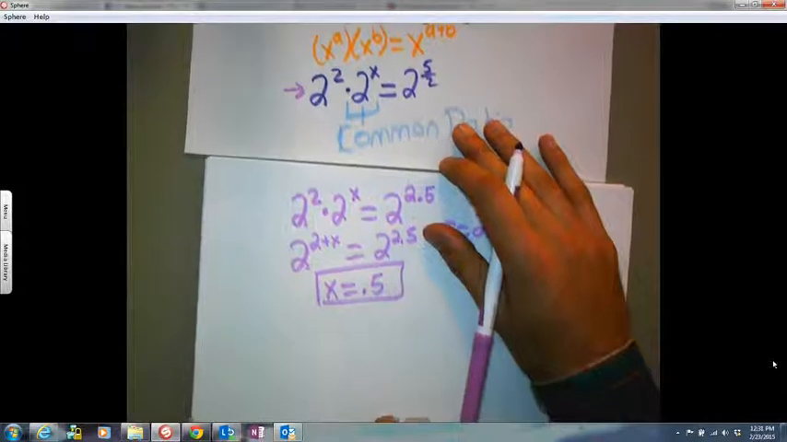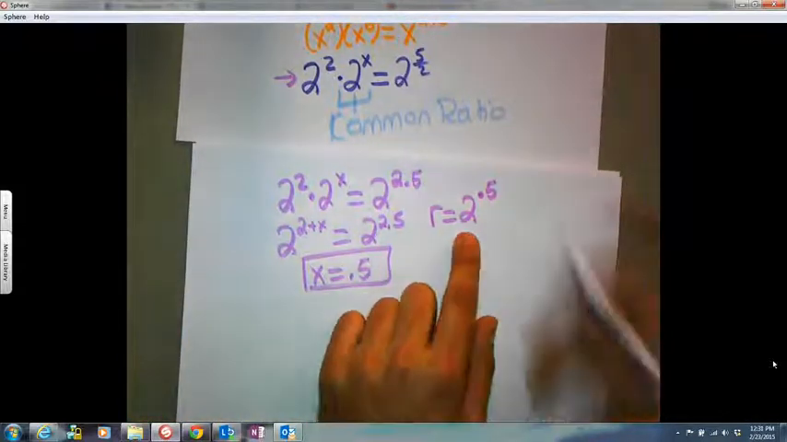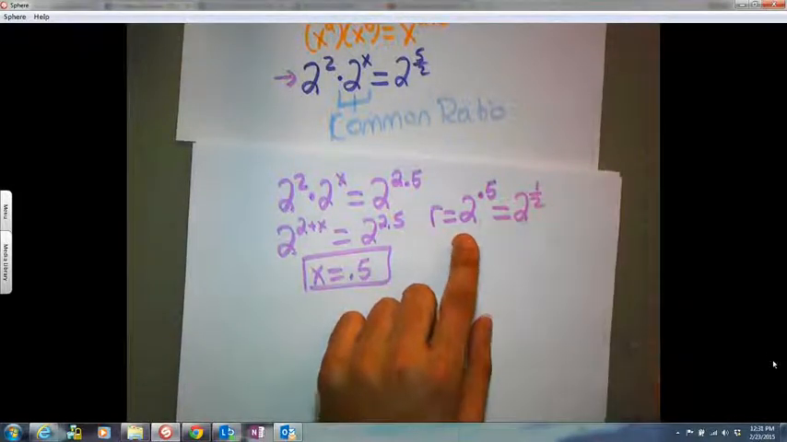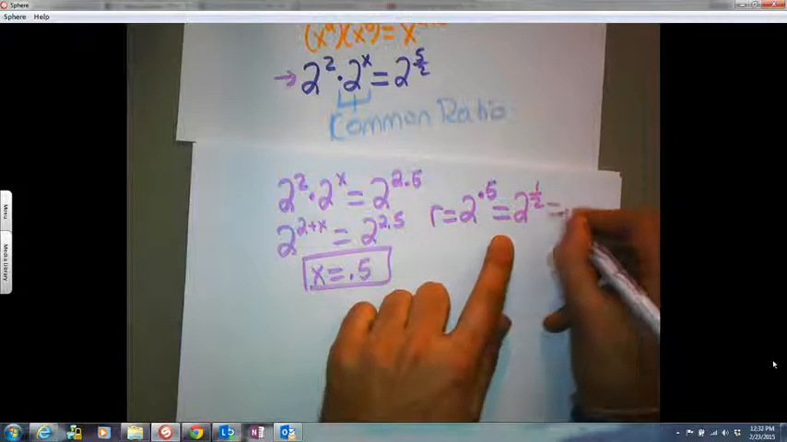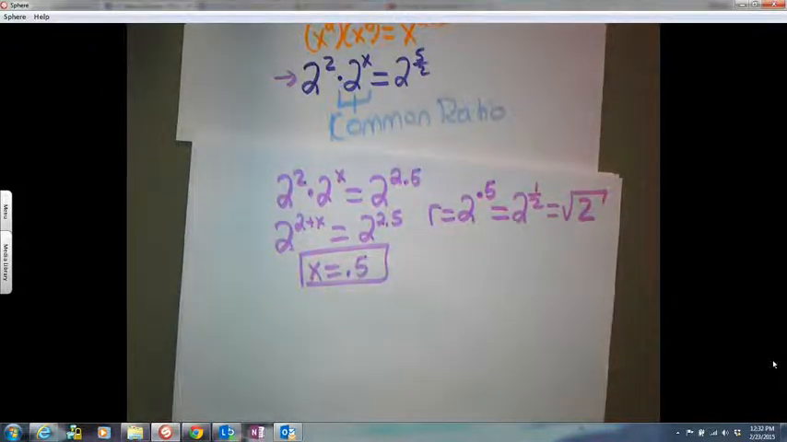To be more specific about it, 2 to the 0.5 is the same as 2 to the 1/2. And 2 to the 1/2 is the same as the square root of 2. So common ratio is the square root of 2. 2 raised to the 0.5 and this are both the same thing. You could write it either way.